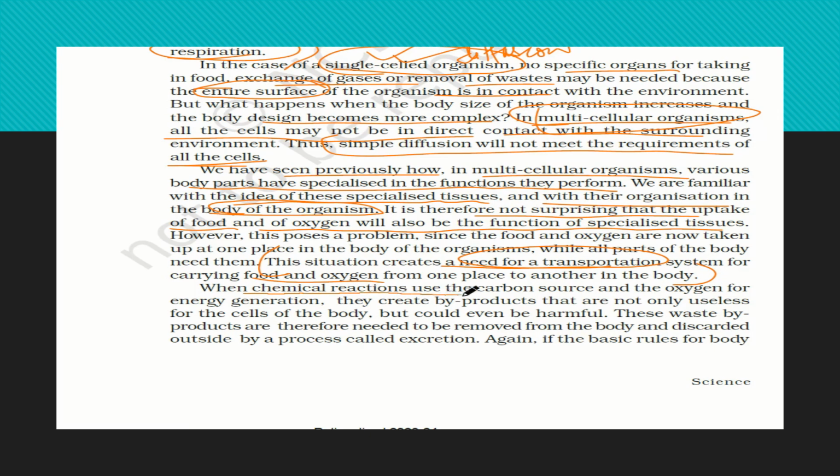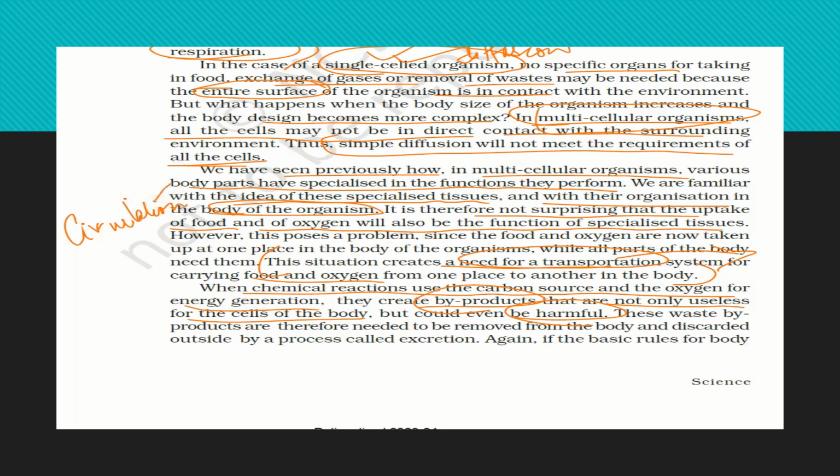When chemical reactions use a carbon source and oxygen for energy generation, they create byproducts which are not only useless for the cells of the body, but very harmful. For this transportation, the circulation process comes into being. So first came nutrition, then the life process of respiration. Now for transportation we need circulation.